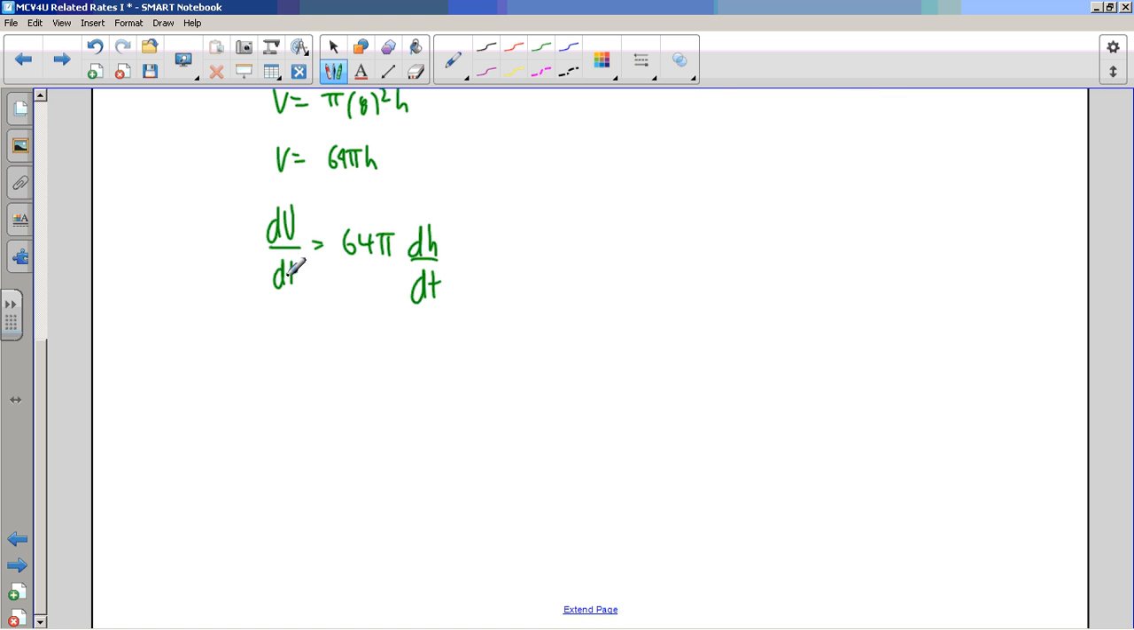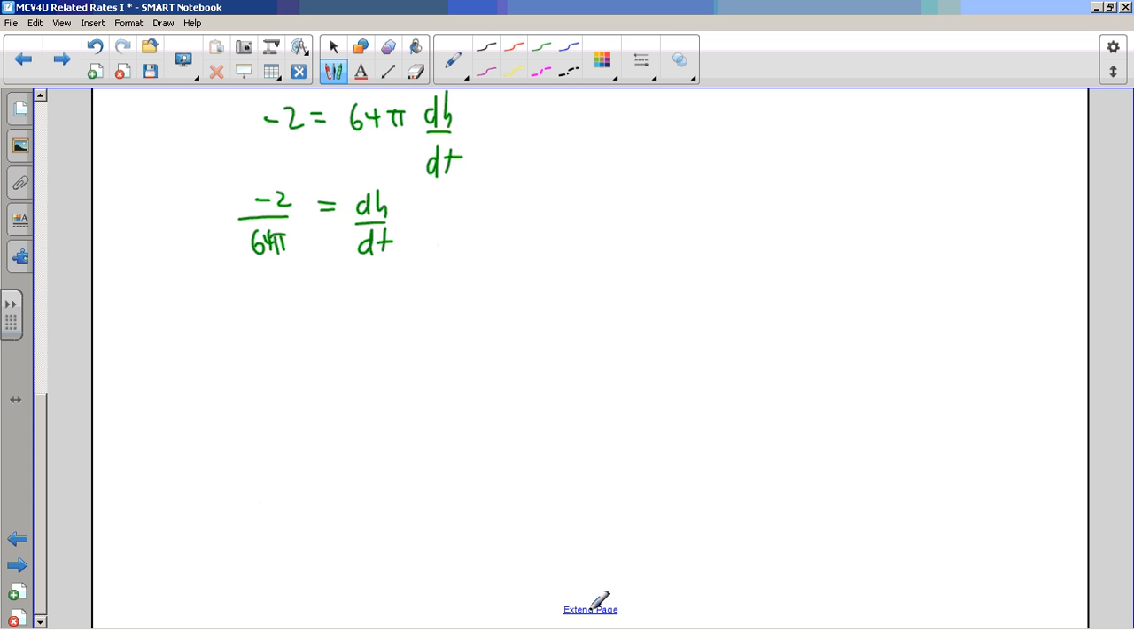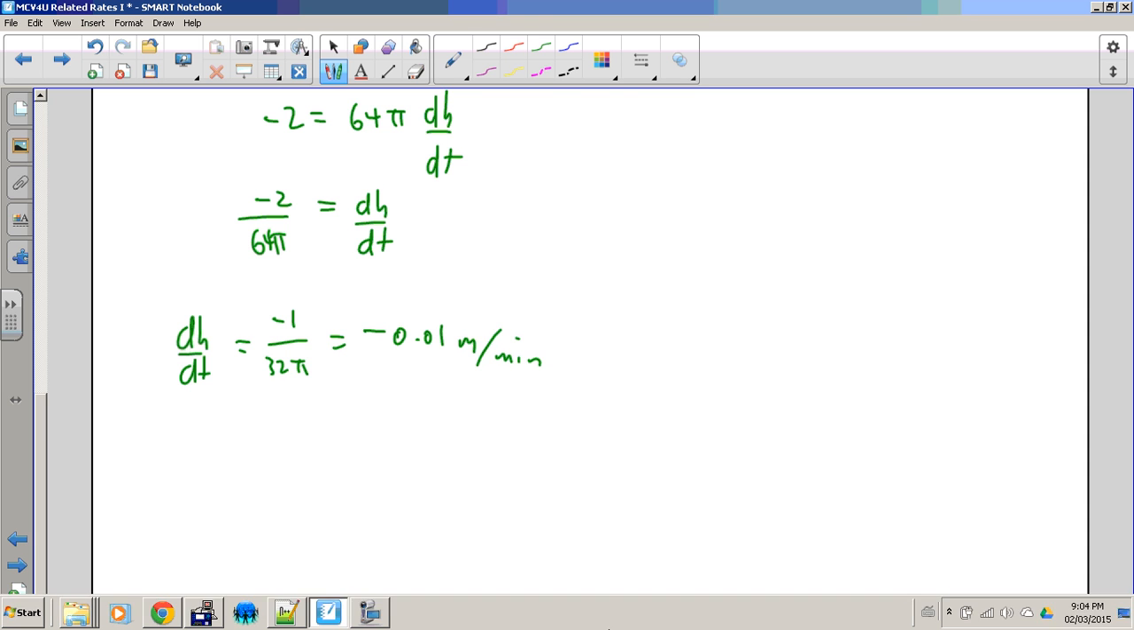And then I know that dV/dt is -2, right? 64 pi is here. And this is easy compared to those awful optimization questions we had the last few days. This seems to be simple. -1 over 32 pi, which is about, what was that in decimal? -0.01 meters per minute.